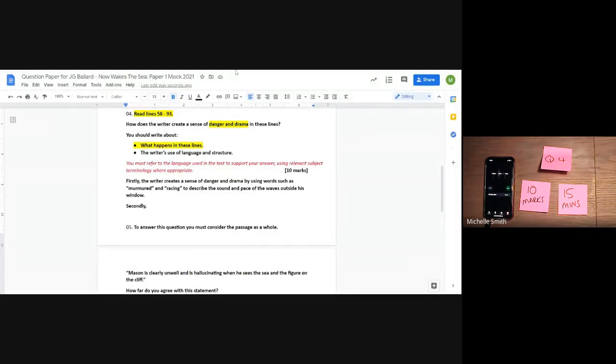Remember, this is question 4. Let's set a timer for 15 minutes. It's a 10-mark one, so about 8 different points with 8 different quotes would be amazing. You've got 15 minutes to try and answer it in.